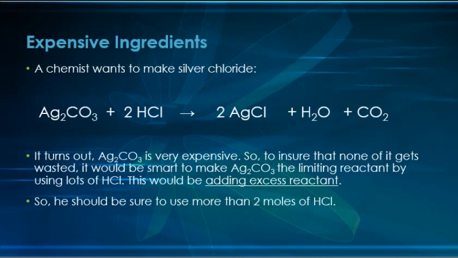Yes? All right, here we go. Now, this becomes important if we're using something expensive. A chemist wants to make silver chloride, AgCl, and you get it from this Ag2CO3 right here. It turns out it's very expensive because guess what? It's got silver in it.